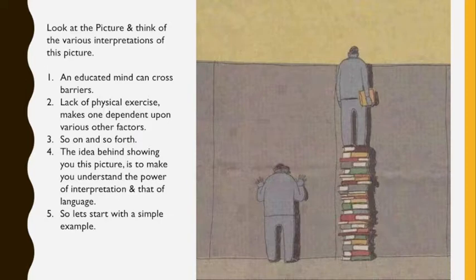The idea behind showing you this picture is to make you understand and realize the power of interpretation and that of language. So each time you see a code, try to read the code just like you tried to read this picture. See what are the interpretations, and then you can come to the right interpretation yourself.